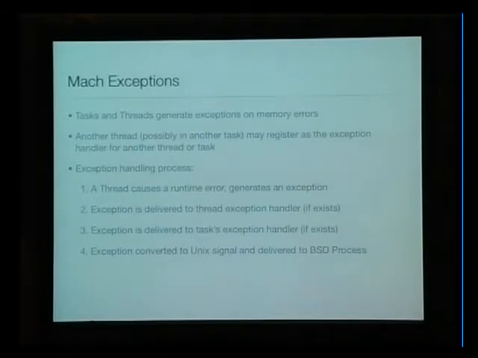So when there's an exception, it'll first get handled by the excepting thread's exception handler if it exists. If it doesn't handle it, it'll send it to the task's exception handler. And if that doesn't handle it, it'll convert it into a Unix signal and send that to the BSD process. Really, really ugly, but it lets you do some cool things. Like the crash reporter on OS X is this global process that sets itself as the exception handler for every task. So if any process crashes, it gets a message saying this process crashed, and it can write the crash dump log to your file system. Or most often you'll see it by it popping up a dialog saying this application has crashed, what do you want to do?